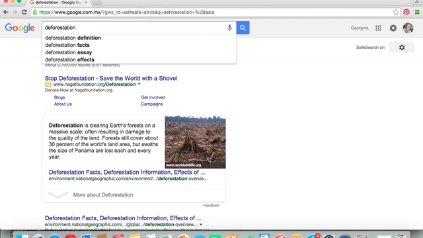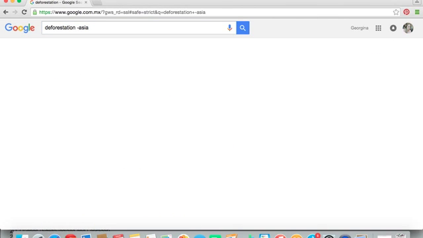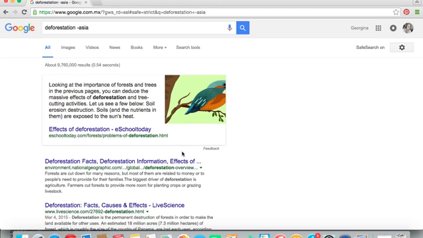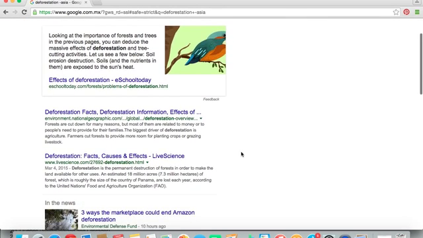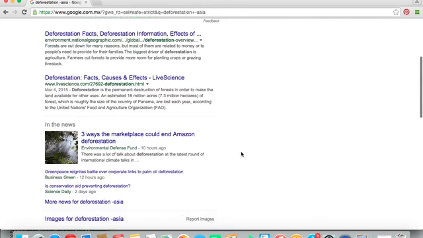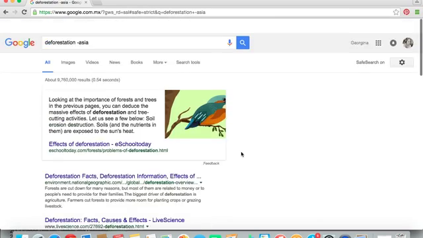Now let's try the opposite, which is a minus sign. Deforestation minus Asia, and we will see all the results that include this concept of deforestation, but they don't include Asian countries.